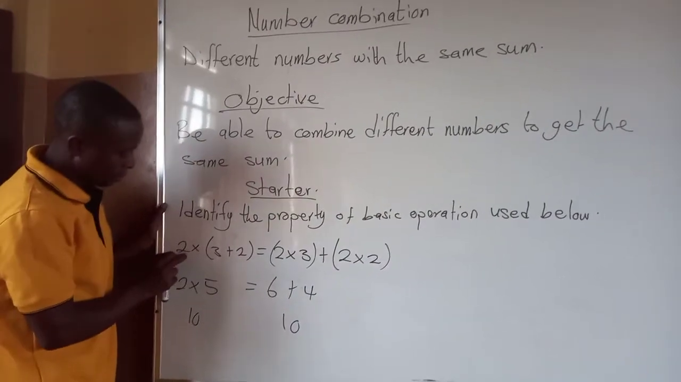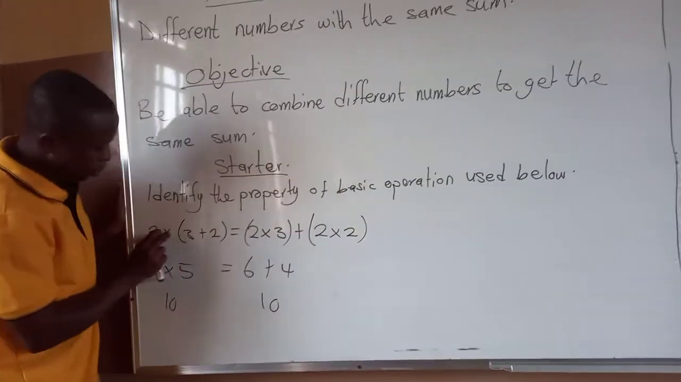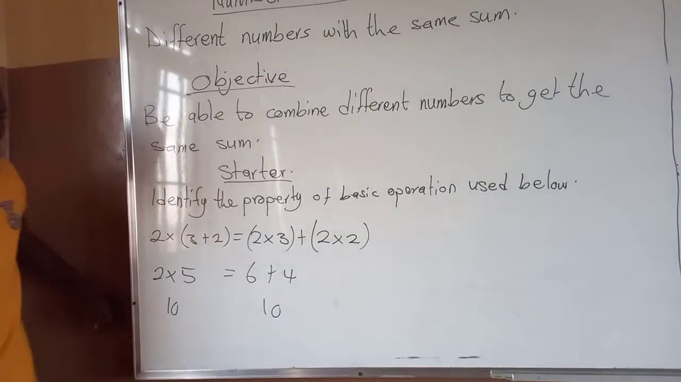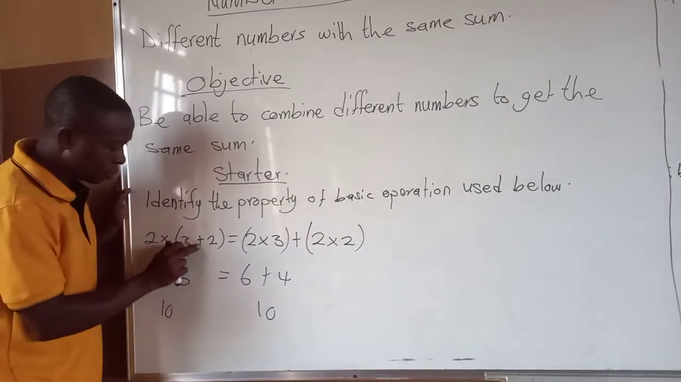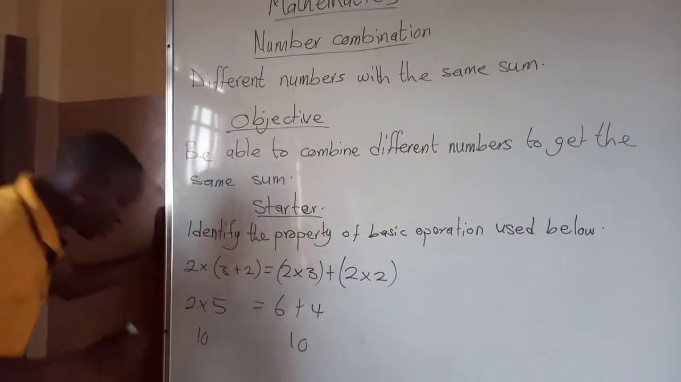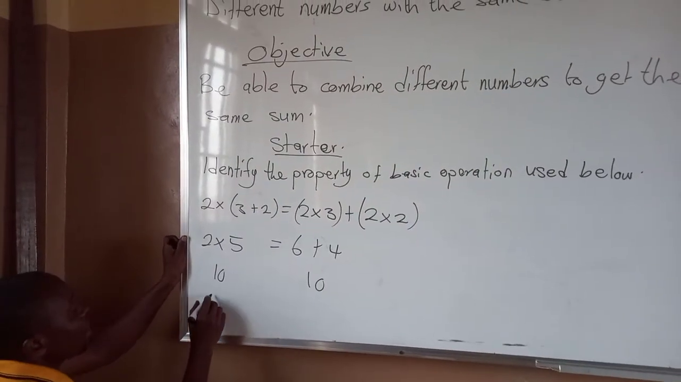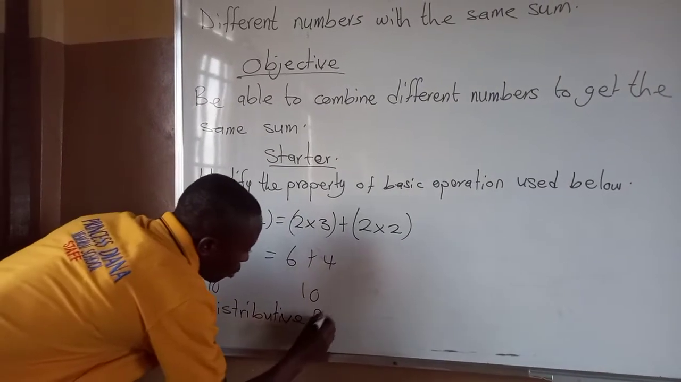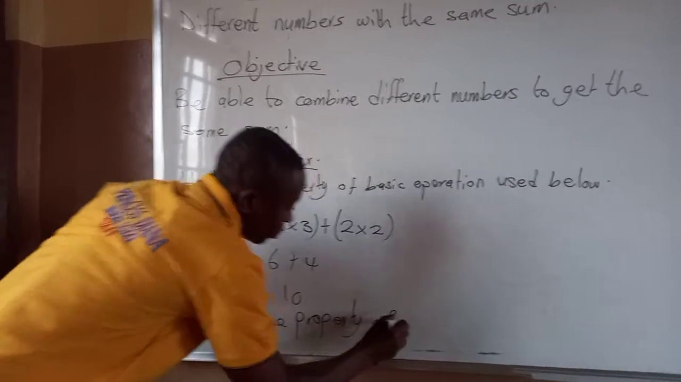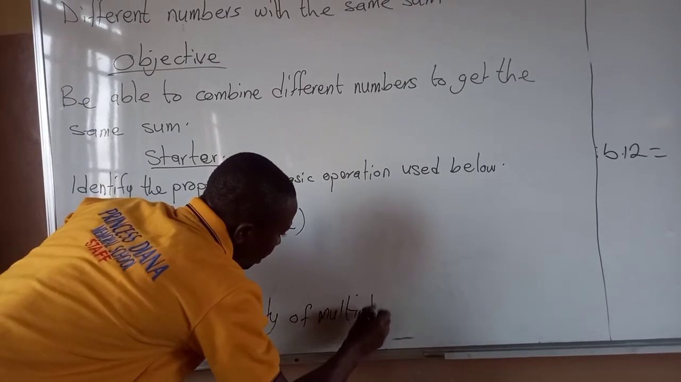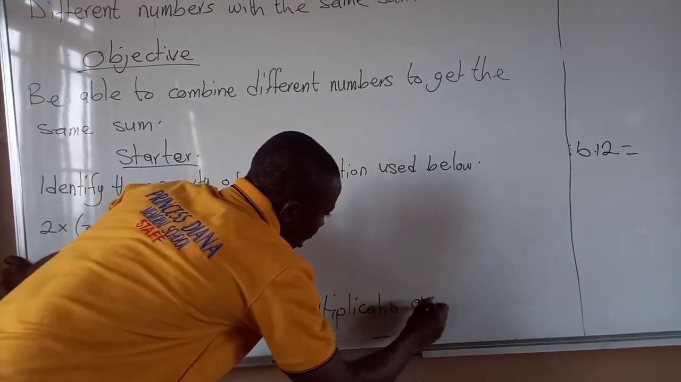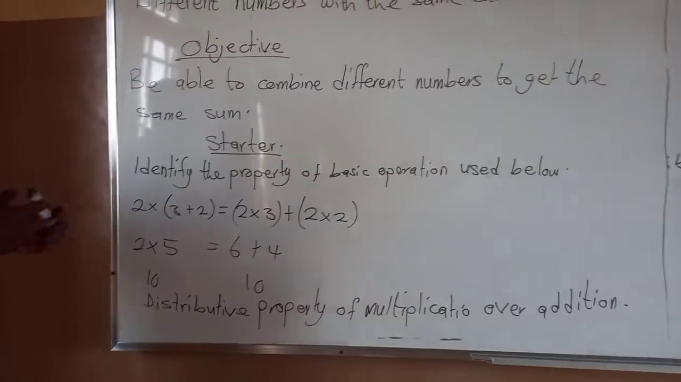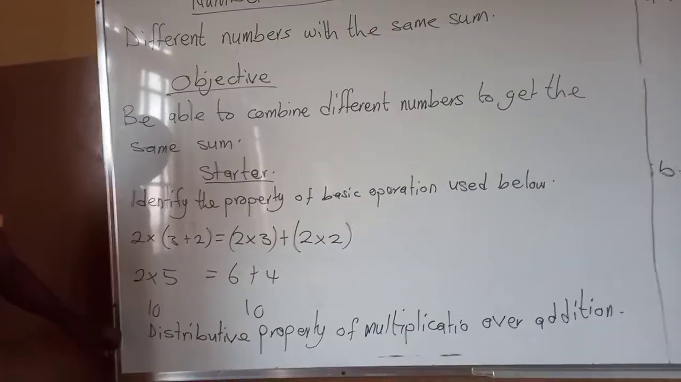So we should identify the property of operation. When we come here, we are distributing the 2 to all. 2 is outside here, but when we come here, the 3 is having its 2, this 2 is having its 2. So we can see that it is a distribution. And then we have the operations, multiplication and addition. So the property used here is the distributive property of multiplication over addition.